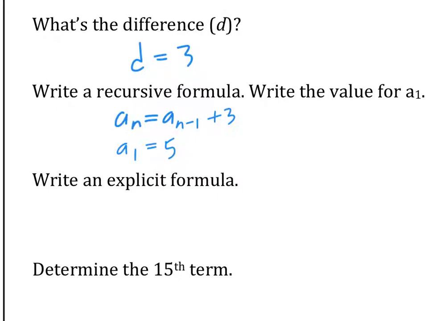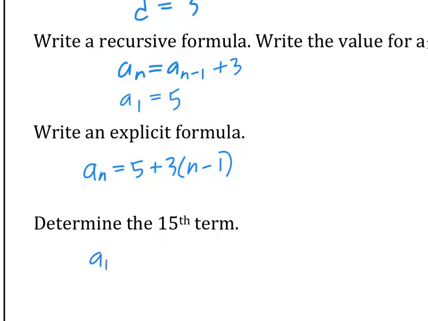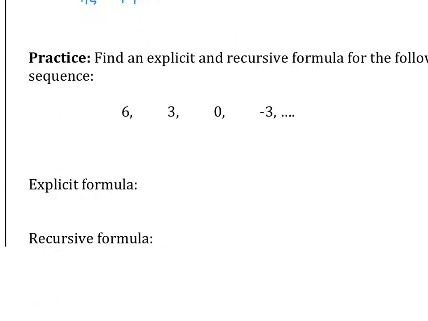Let's do Rula. What is the explicit formula? Okay, well, we know what A1 is, right? What's A1? 5. Not to the n minus 1, it's times. Yeah, times n minus 1. Okay, Josh, what is the 15th term? Just give me the number. 47. Good. All right, let's try another one.